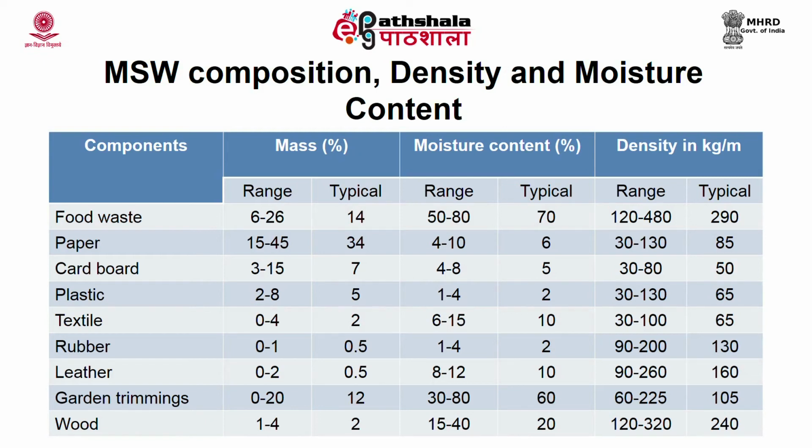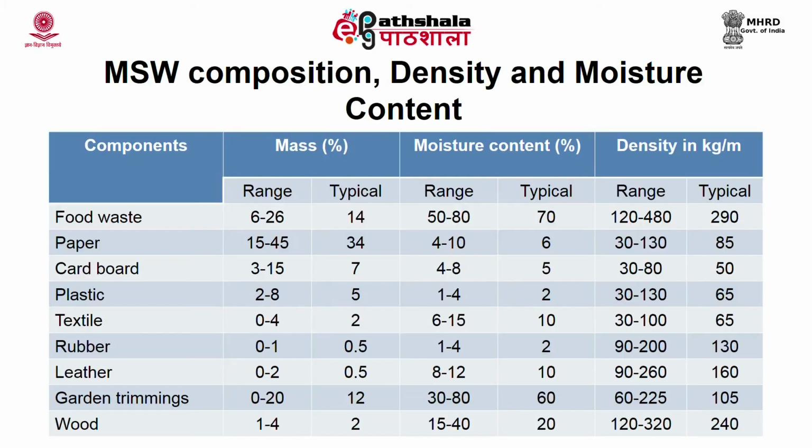If you see, food waste consists of the highest moisture percentage of 70% and a density of 290 kilogram per meter cubed. Likewise, the moisture content of paper ranges from 4 to 10% with a density of 85. Cardboard shows a moisture percentage of 5% and a density of 50. Likewise, all other materials have been listed here.